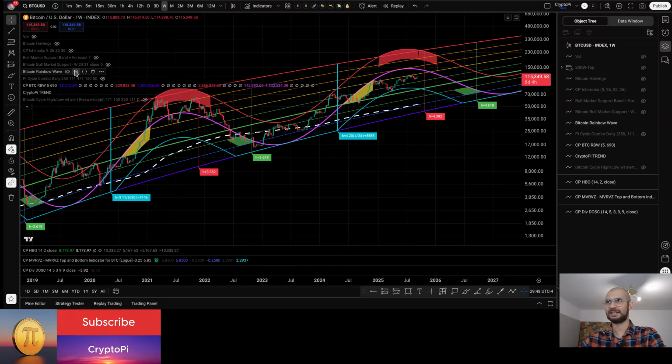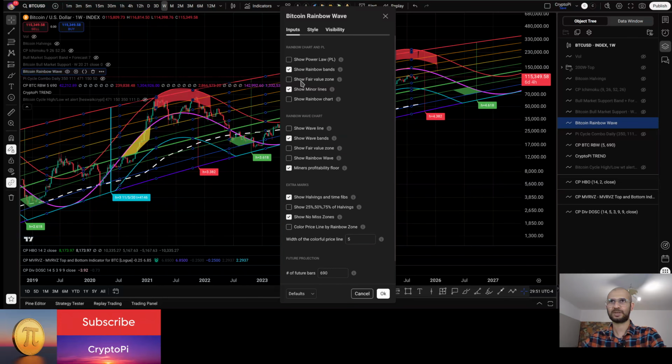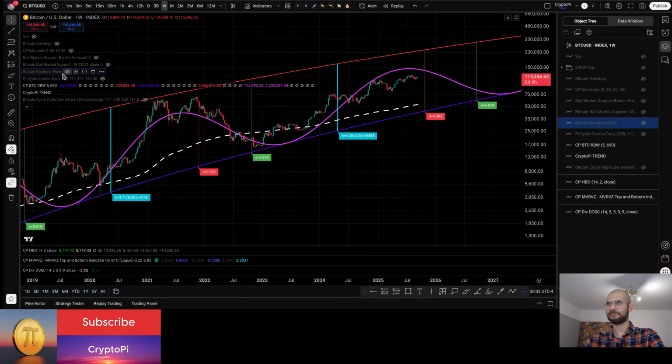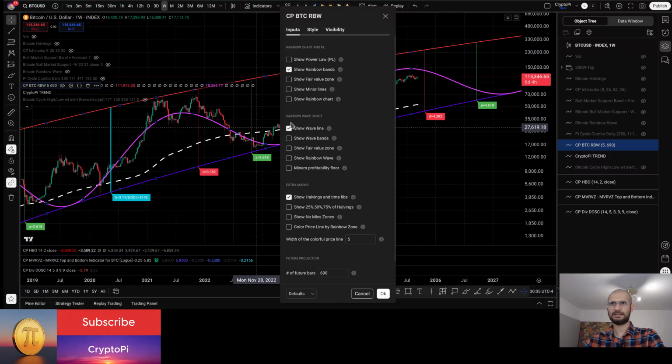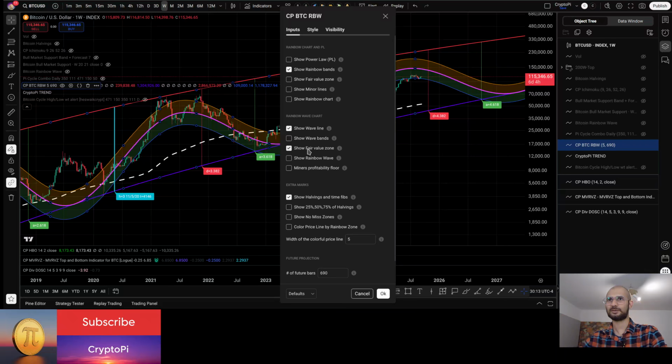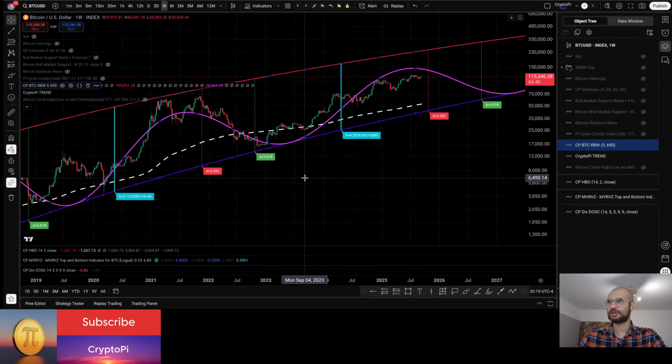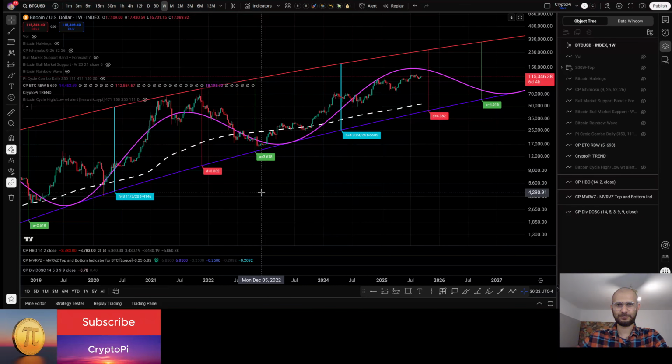There are various settings which you can set here based on different sections, for rainbow bands, for minor lines, wave bands, and so on. For this particular video, I have selected some of them, and I want to mainly discuss these three, not the fair value zone, perhaps in some other video. I want to find the confluence between various indicators.